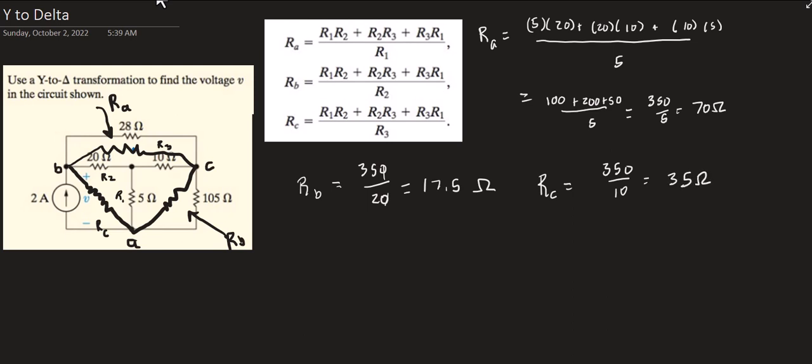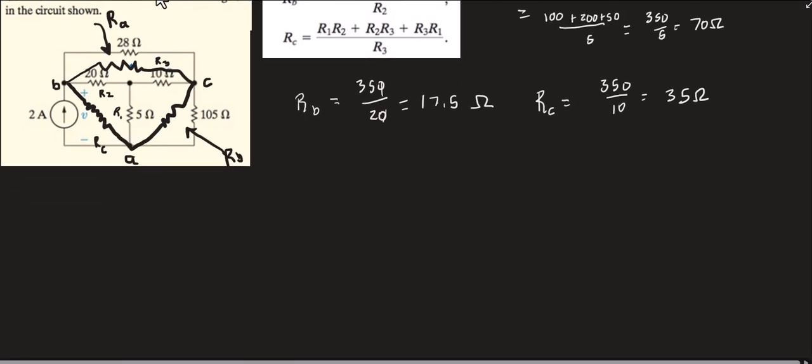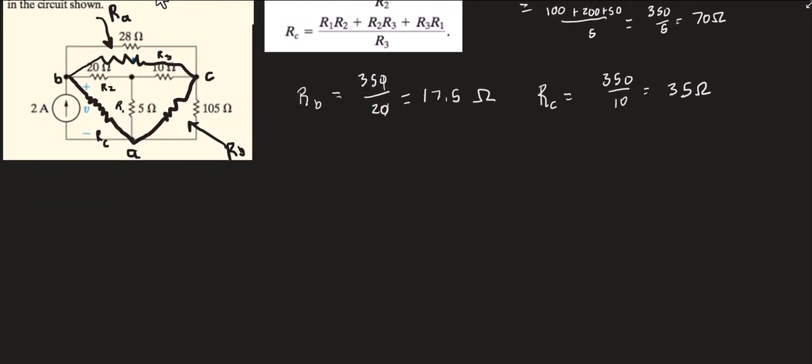Okay, so now we want to try to redraw this without the Y resistors. So we now know what the equivalent resistors are for delta, so we're going to redraw it without the Y resistors. It's going to look a little funny, but we don't make fun of them. That wouldn't be nice.